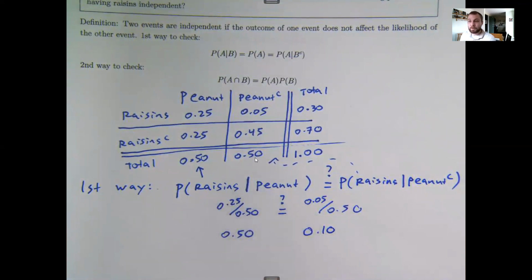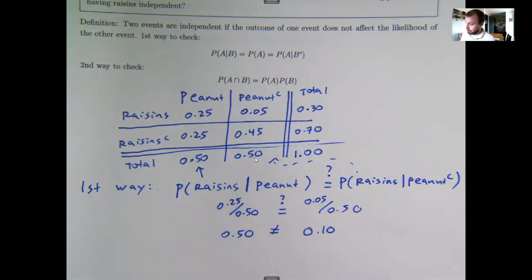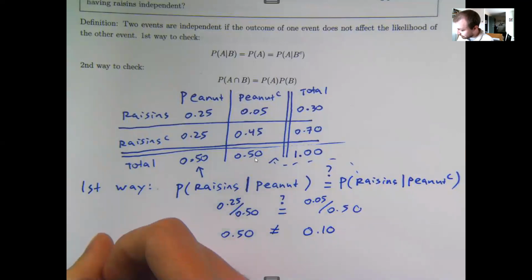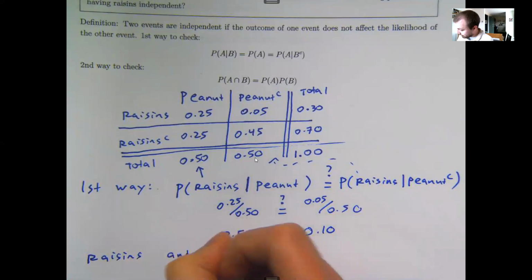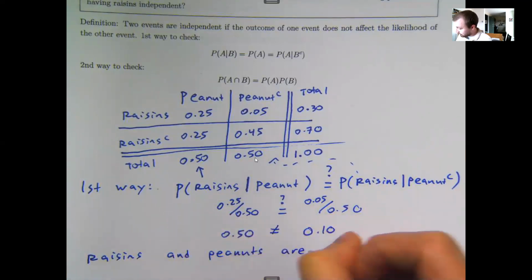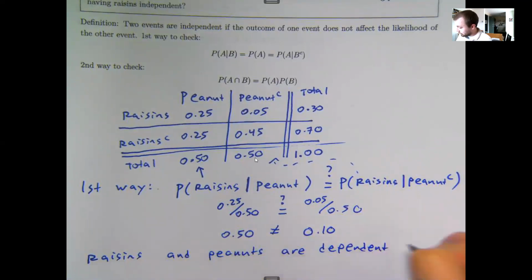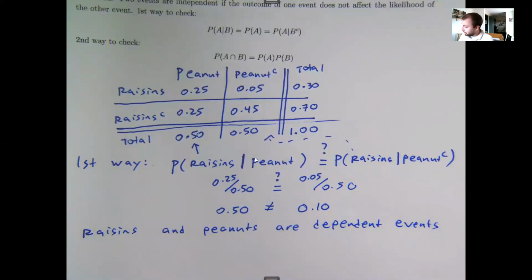If these numbers are the same, if the proportion of raisins stays equivalent for each of the subgroups, we say it's independent. If it's different, like it's different here, we say it's dependent. So raisins and peanuts being in trail mix are dependent events. In particular, the nice thing about setting it up this way is you can see what that relationship is.